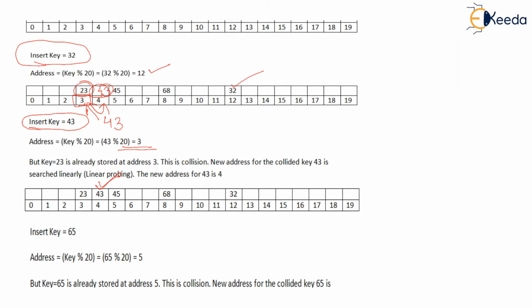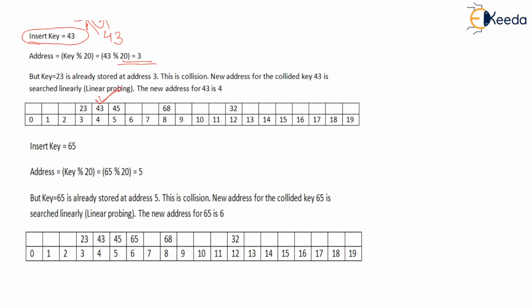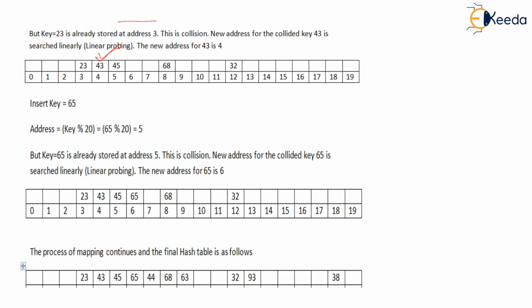43 has collided. What about 65, the next key? 65 also gets mapped to address 5. But just check in the earlier hash table, you can't store 65 at address 5. There is a collision. Then using linear probing, we will store 65 at the sixth address. That's what has been shown in the later diagram. So remember there are two collisions by now. 43 collided and 65 collided.